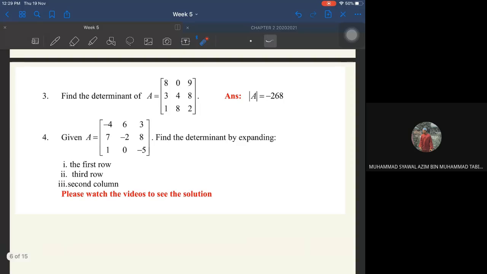So untuk memudahkan awak, which row you akan pilih or which column you akan pilih. So it's either the first row or the second column sebab dia ada 0 dekat situ. So pengiraan awak jadi lagi pendek lah.